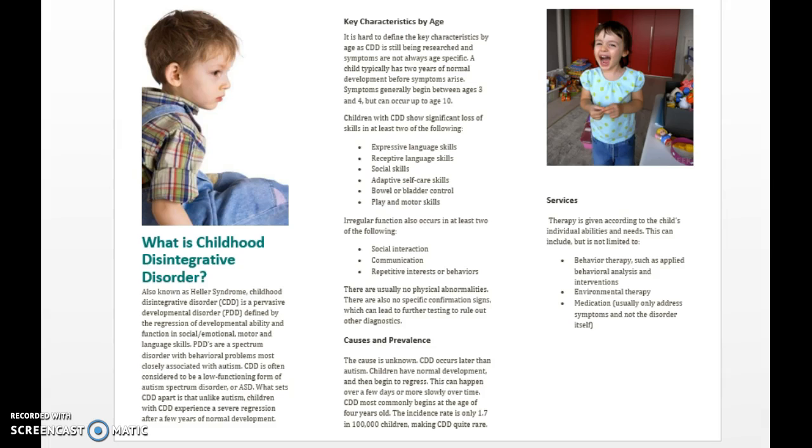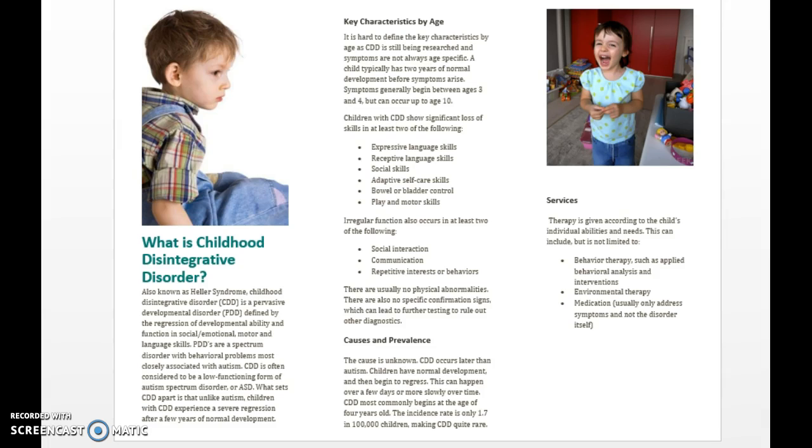Services that are offered do depend on the child's individual abilities and needs. There are many types of therapies available, and behavioral therapy is the most commonly used. It can focus on reteaching skills that have to do with language development, self-care, or social skills. Environmental therapies may also be used. They could include sensory enrichment, for one example. And medication can also be prescribed. However, the medication is usually only used in treating specific symptoms, not the disorder itself, as there is no such medication that exists to treat the disorder itself.